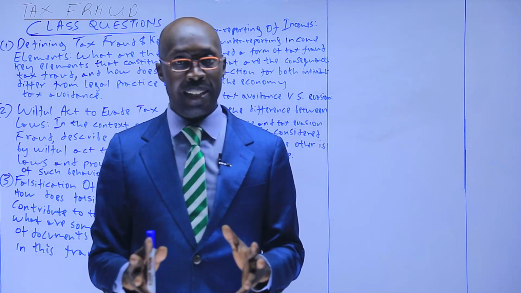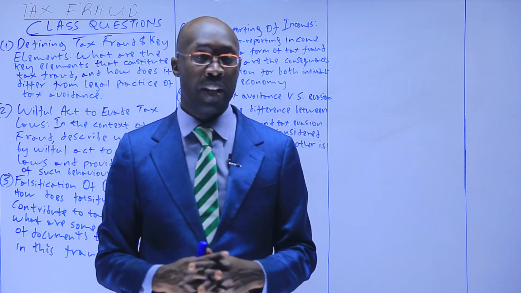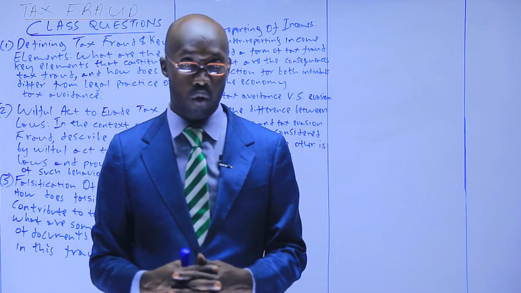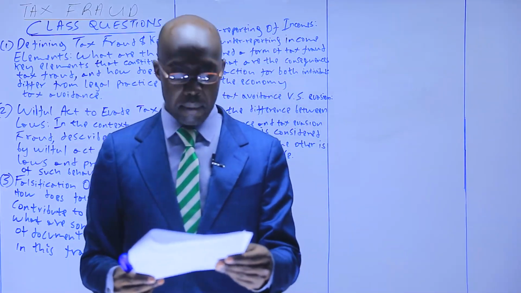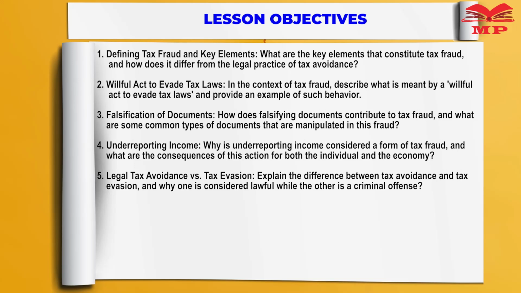So I'll read you some of the questions now, the ones that you can attempt on your own. So here are the questions. Question number 1. What are the specific actions that differentiate tax fraud from a simple error or omission on tax returns? Number 2. How do tax authorities like KRA detect and investigate potential cases of tax fraud?